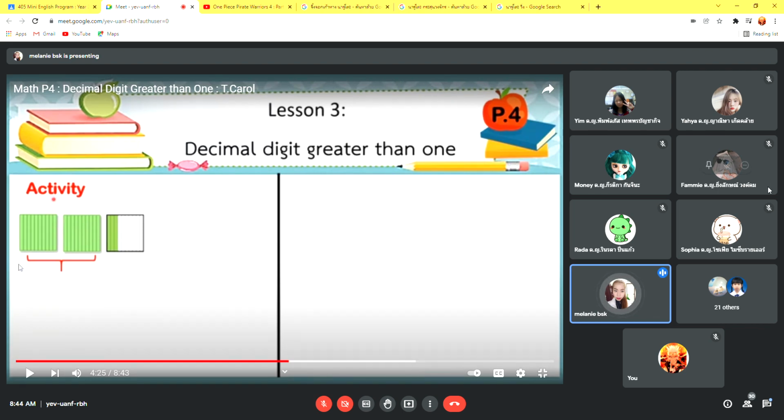Okay, so the squares are divided into 10 equal parts. Two whole squares were shaded. All the parts were shaded, and in the other square, only 3 parts were shaded. Okay, so if you're going to write this one in decimal, how are you going to write it, or how are you going to say it in decimal, children?